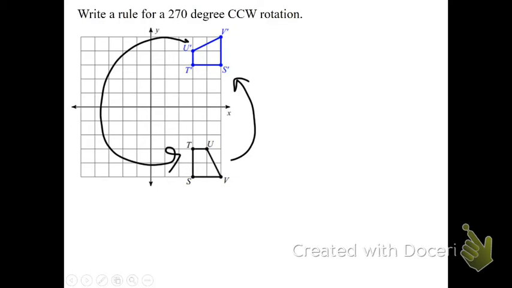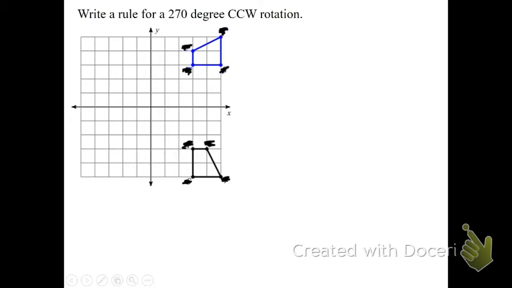So let's treat the blue image as our pre-image, our original shape. That means I've got to get rid of these prime symbols. Okay. Hold on just a second. Let me neaten this up.